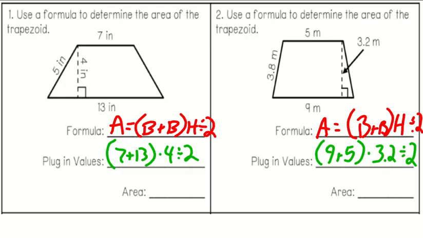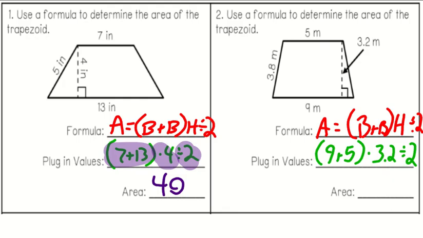Who thinks they have the area for number 1? Ford? 40 is correct. All right, so our bases, we got to add them first. So we got 7 plus 13. 7 plus 13 is 20. If we divide by 2 then, 20 divided by 2 is 10. 10 times 4, 40. Any questions on that one?